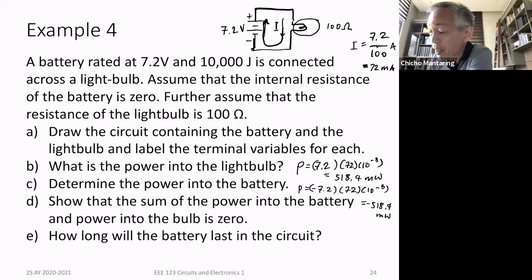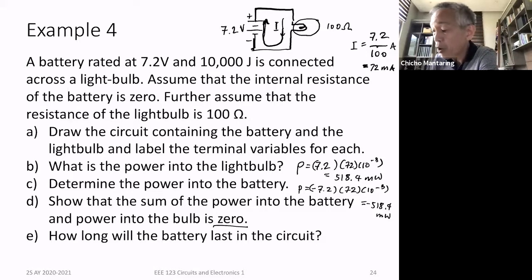So if I sum the power associated with the battery and the power associated with the light bulb, the sum is equal to 0. In other words, whatever power generated must be absorbed. That's the law of conservation of energy. Power is the rate at which energy is being delivered. Whatever power delivered must also be the power that is absorbed.